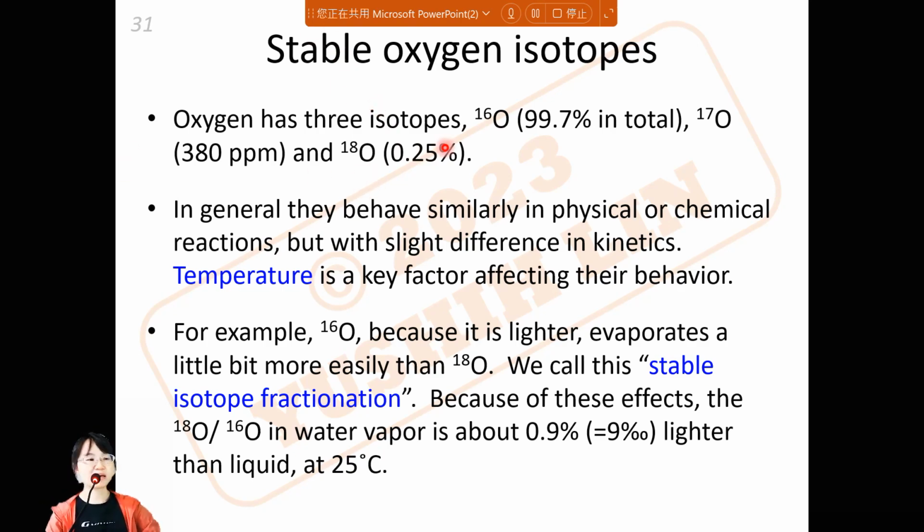In general, these three isotopes behave similarly in physical and chemical reactions. They all participate in physical and chemical reactions, but with different kinetics. That means they have different reaction rates. What is the main parameter or factor that determines its rate? Temperature. So you see temperature affects many things. Previously, we talked about titanium substitution of zircon. It is also temperature dependent. And here, this is also temperature dependent.